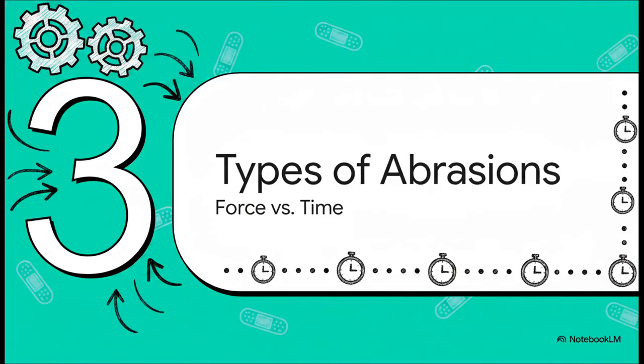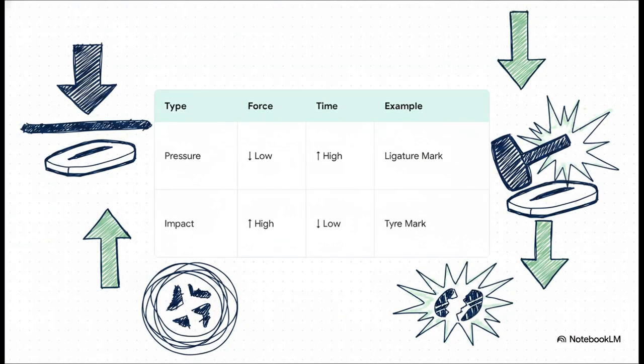All right, let's move on to the next couple of types, because this is where the story gets even more interesting. These next two abrasions are absolutely fascinating. They're not just about friction. They tell a whole story about the relationship between force and time. Now check this out. What's so cool about this slide is the direct comparison. On one side, you've got a pressure abrasion that's low force but applied over a really long time. And on the other side, an impact abrasion that's super high force but for a very short amount of time.